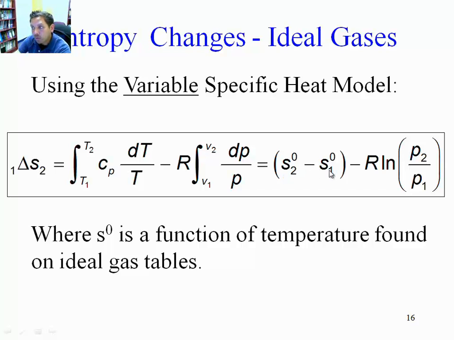...either a temperature 2 or a temperature 1. And then the second one we can just solve because it's the integral of dP over P, which is the log of P2 over P1 times R. S0 is a function of temperature found on ideal gas tables.